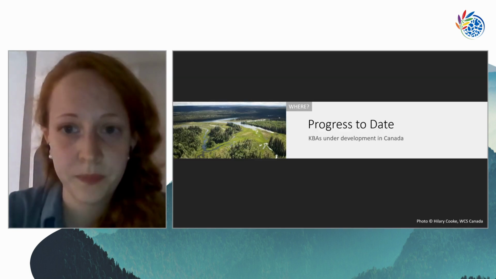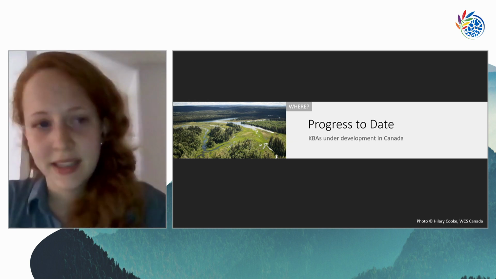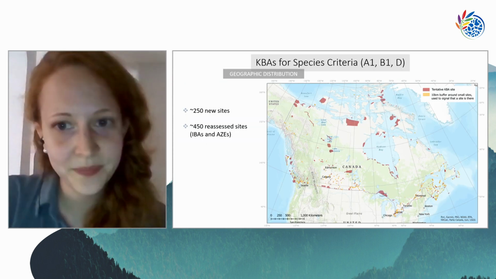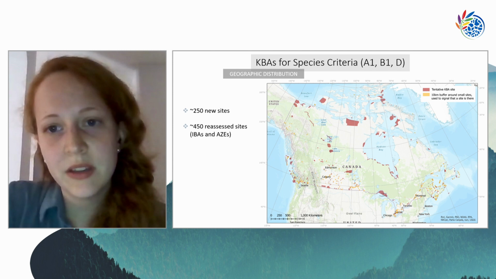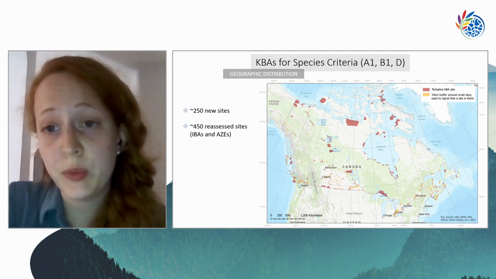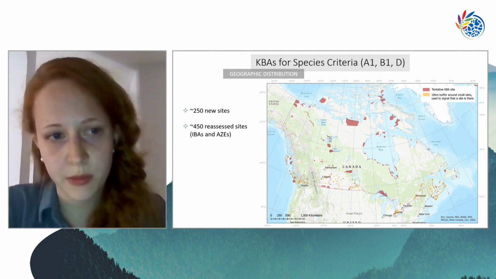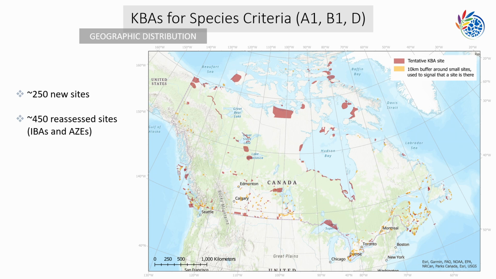Next, please. So where are we at to date? Next. These are our KBAs that we're proposing for species criteria. So what you're seeing on the map in red are actual candidate sites, and in orange, buffers around the smaller sites, just so you can see them at the national scale. You're seeing about 250 new sites on this map, as well as 450 reassessed important birds and biodiversity areas, as well as Alliance for Zero Extinction sites. Next, please.